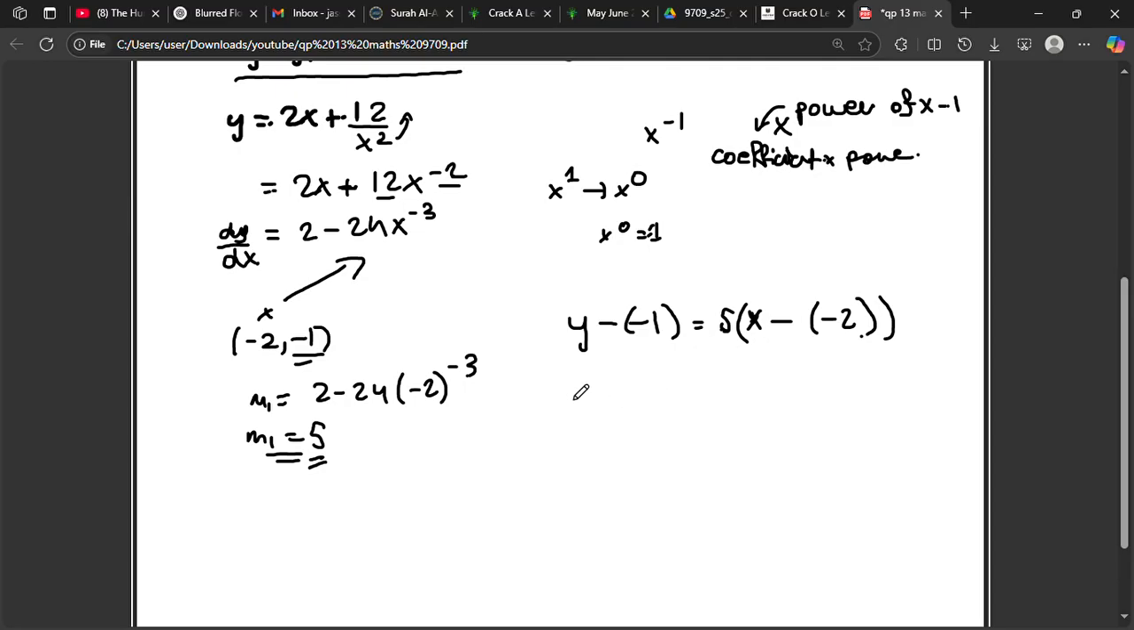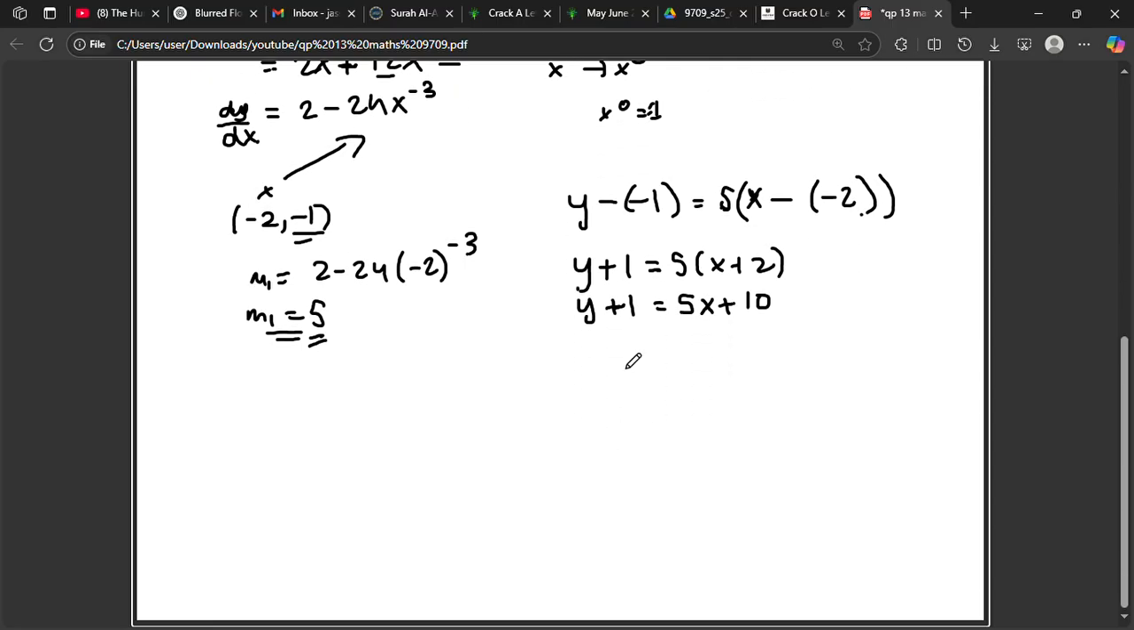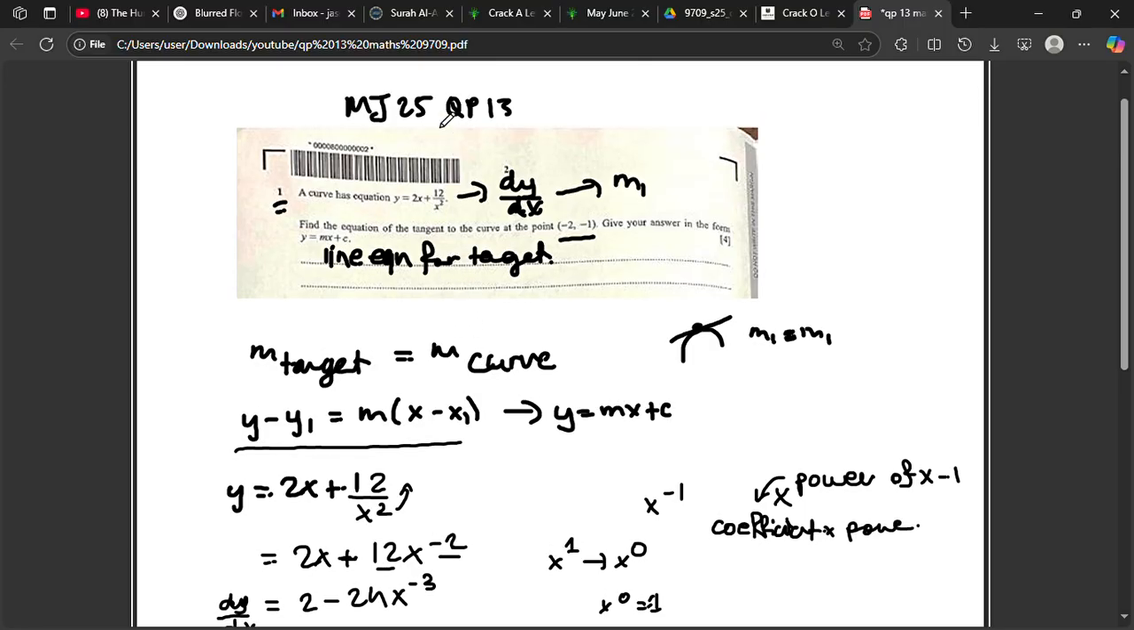So you end up with an equation of y plus 1 equals 5 brackets x plus 2. Once you simplify this further and expand the brackets, you end up with 5x plus 10 equals y plus 1. Now you can make y the subject and get 5x plus 9, because 10 minus 1 is 9, and this is going to be your answer. So this is how you solve question number 1 from May June 2025, question paper 13. Thank you.